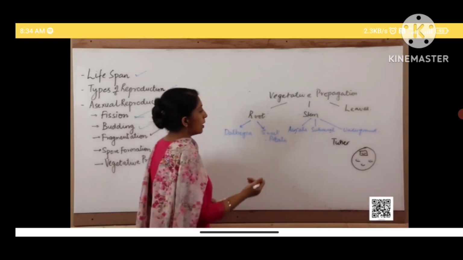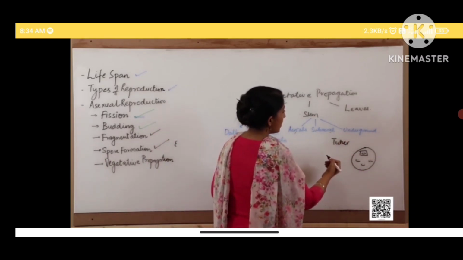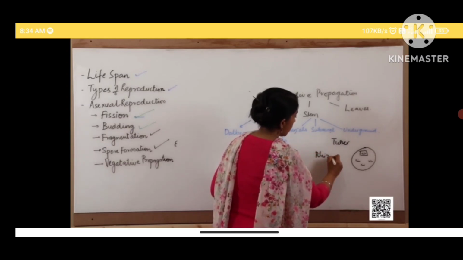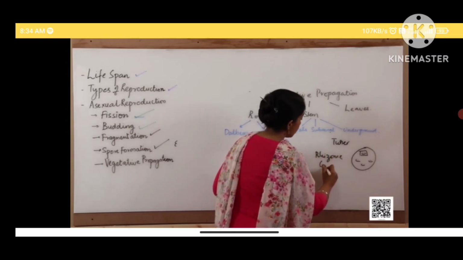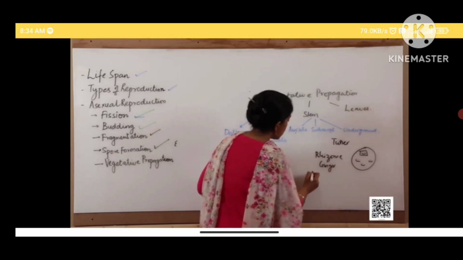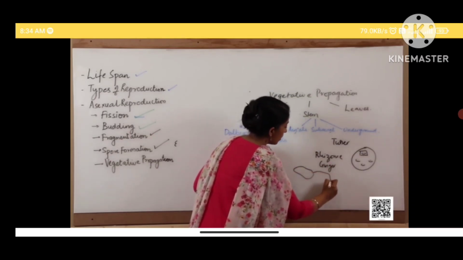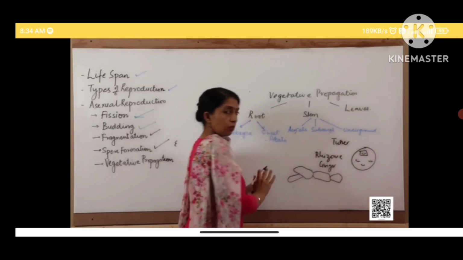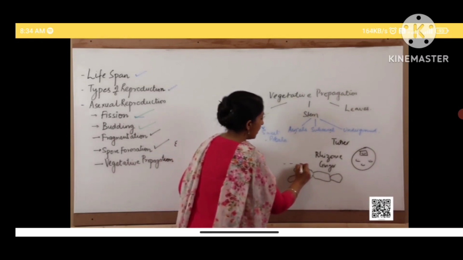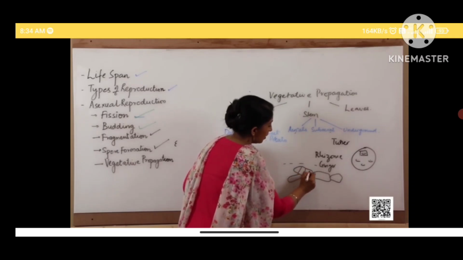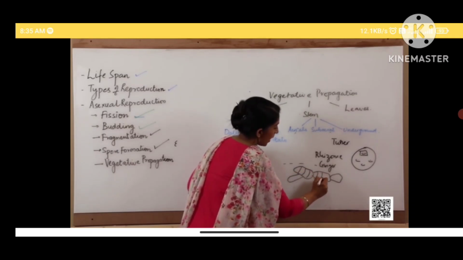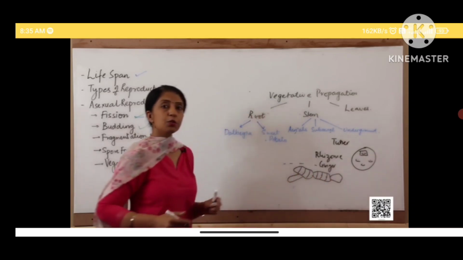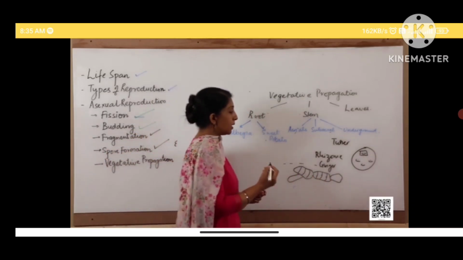Similarly, the underground stem, like the rhizome, an example is ginger. They are structures like this, growing horizontally in the soil, and they have circular nodes. And in these nodes, there are certain buds, and each bud has the ability to give rise to a new plant.